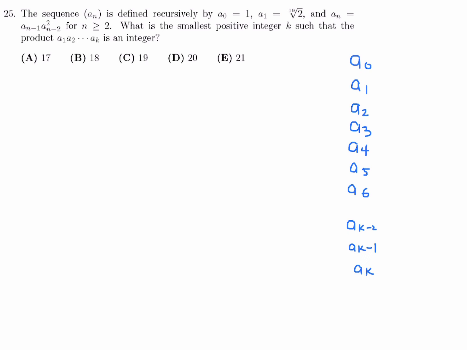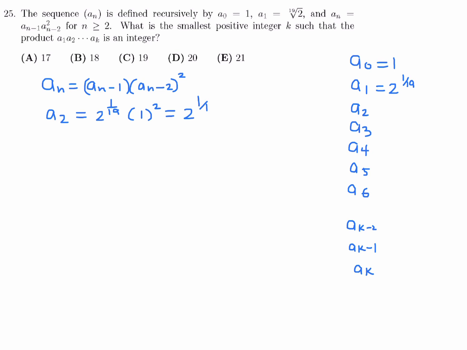A_0, A_1, and so on. Well, A_0 they already gave me. A_1 they say is 2 to the power of 1 over 19. And then A_2 onwards, they've got this formula here that A_n is equal to A_(n-1) times A_(n-2) all squared. Okay, so A_2 would be A_1, which is 2 to the 1 over 19, times A_0 squared. Well, that's just 2 to the 1 over 19.